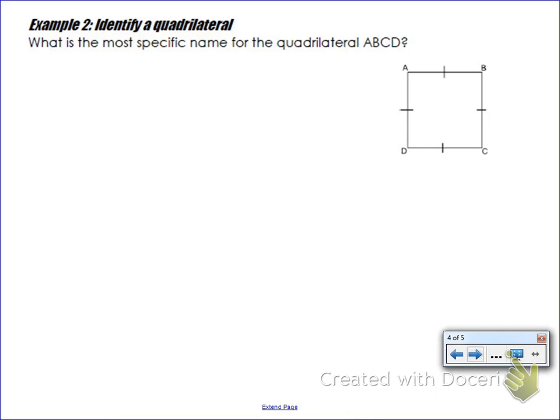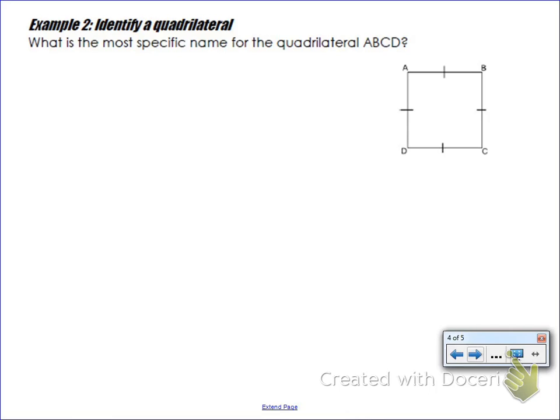Example number 2, looking at the diagram, what is the most specific name for this quadrilateral? Now, one of the things we want to really make sure that we stay away from is looking at the diagram and saying, well, this looks like a square. And I agree that it does look like a square, but we need to go based on given information. What do we know? What's given to us? And what we're given is that AB, BC, CD, and AD are all congruent to each other. So there's 4 sides in the quadrilateral, and all 4 sides are congruent.